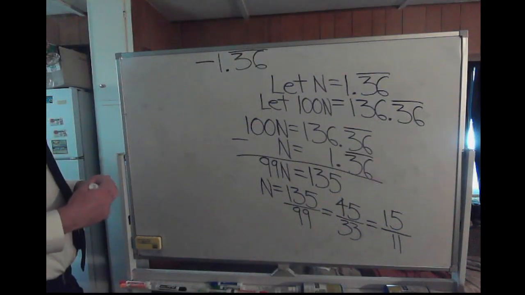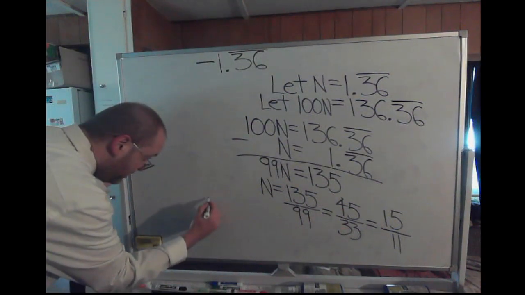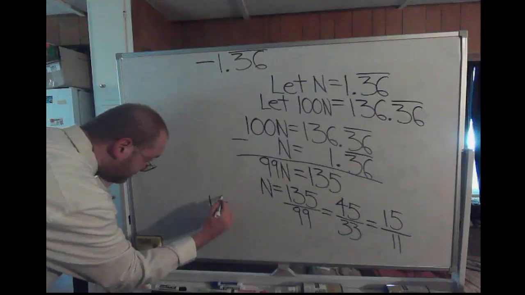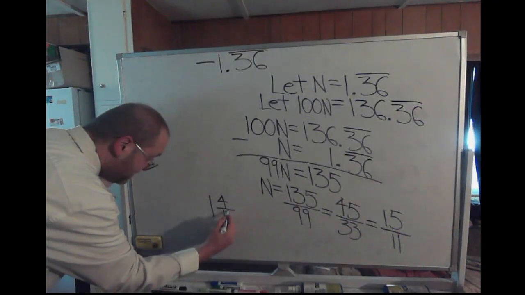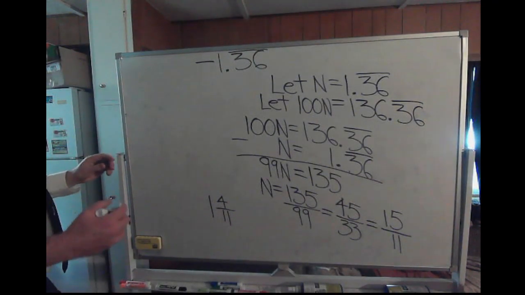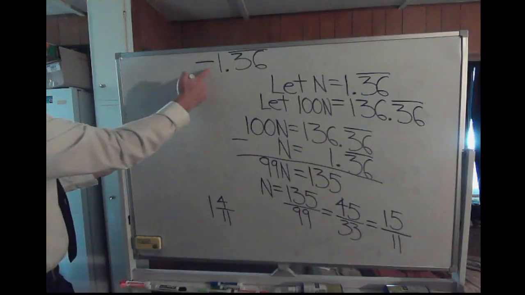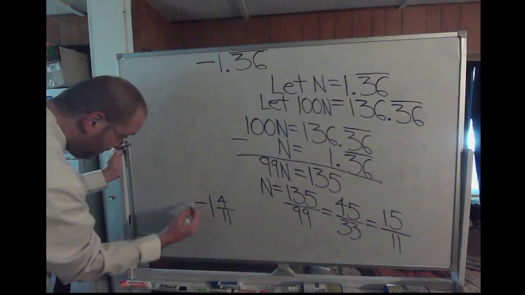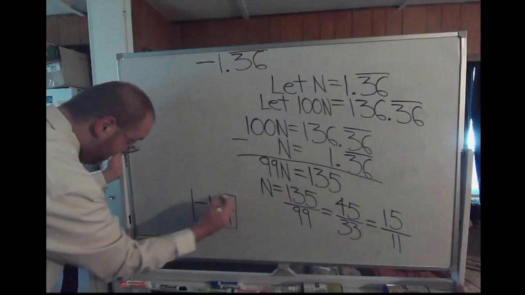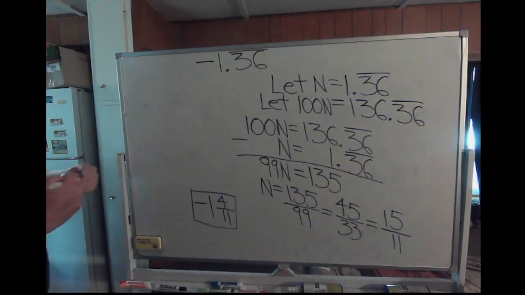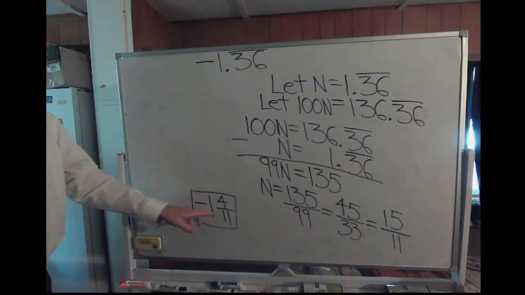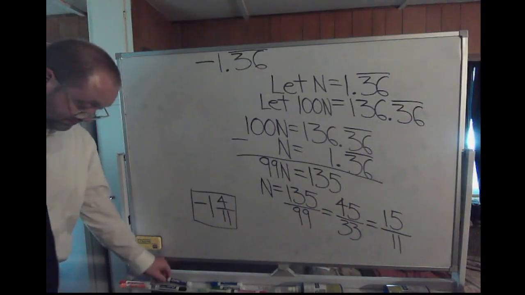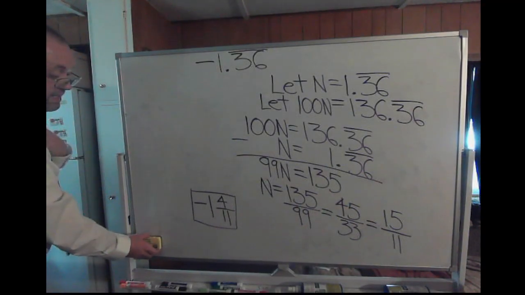Well, 15 elevenths as a mixed number is 1 and 4 elevenths. And it looks like we're almost done, except we forgot the negative sign in the beginning. Don't forget your negative sign. Once we put our negative sign in front of it, we have our answer, negative 1 and 4 elevenths.